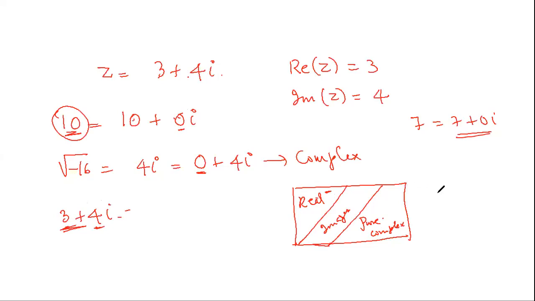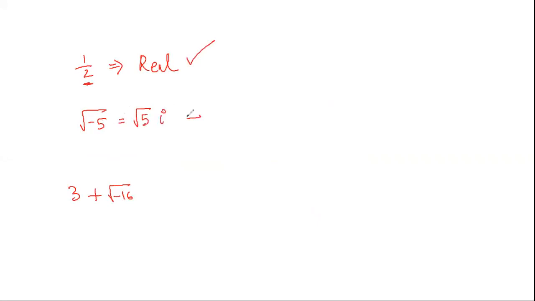Okay. You tell me, what is this number known as? And what is this number known as? What do you call this number? This belongs to which category? Real number. Is it a complex number? Yes, sir. What is this number? Root 5i. Imaginary number.